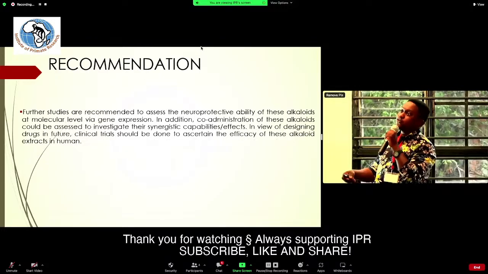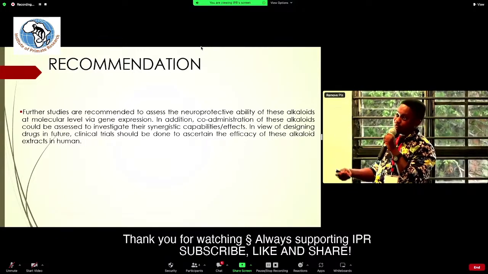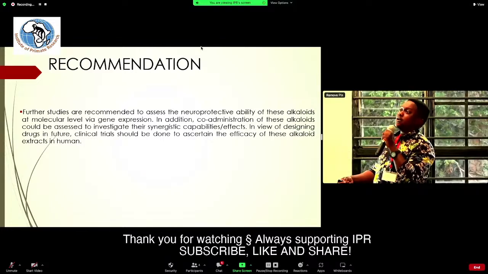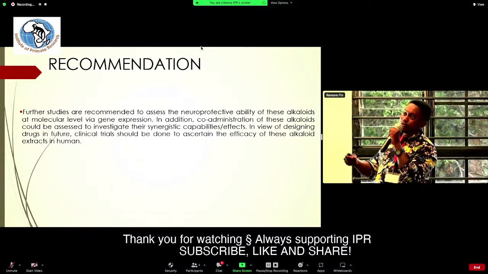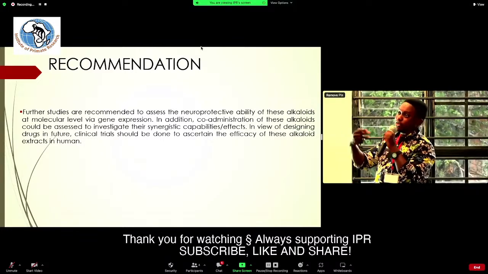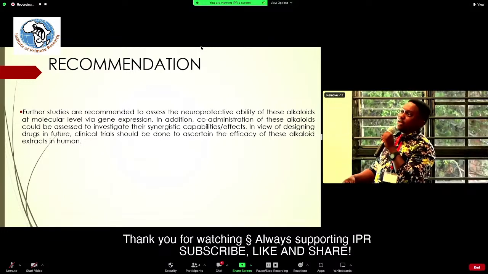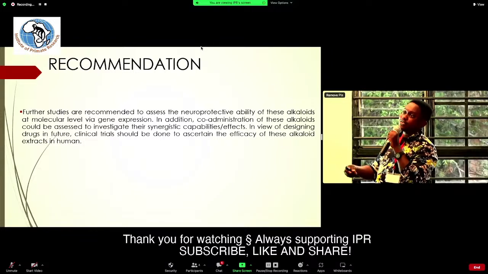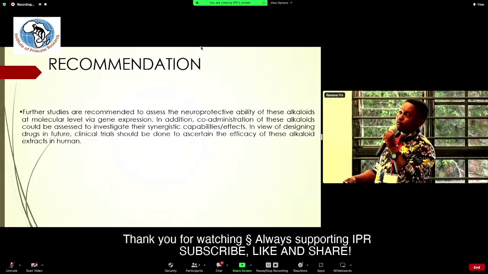Further studies are recommended to assess the neuroprotective ability of this alkaloid at the molecular level via gene expression. In addition, we also recommend that co-administration of this alkaloid extract be assessed to investigate possible synergistic effects. And in view of the development of drugs in future, clinical trials should be done to ascertain the efficacy of this alkaloid extract in humans.